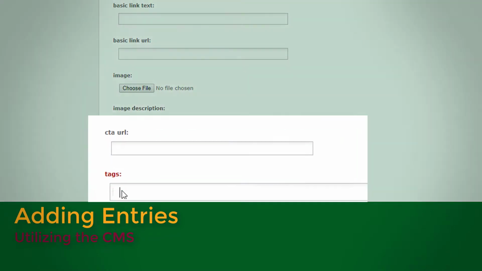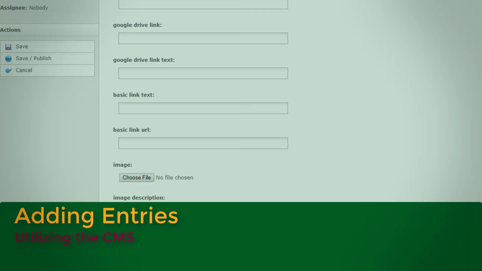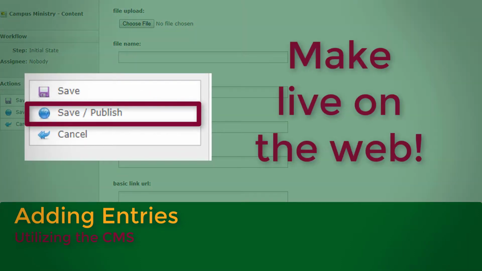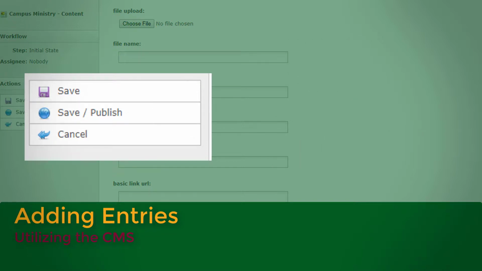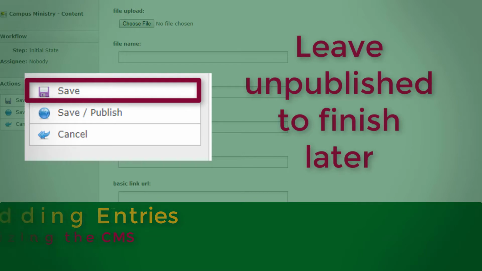To increase your searchability, add tags separated by commas to each entry that are related to the content piece, like students, athletics, and community. If you're done editing or managing your content, you can click Save Publish to make the content live on the web. If you need to come back to finish later, click Save. It will leave the entry unpublished.